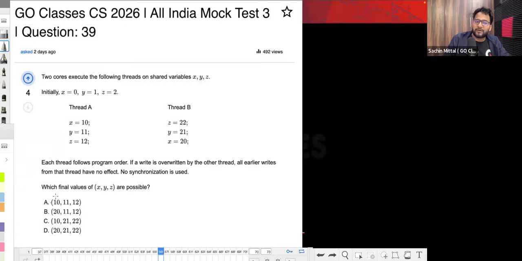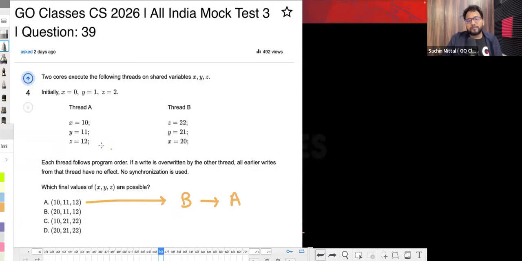So see, if the final value of 10 has to be there, then it means that this should be executed after this, right? So basically, x equal to 20 should be executed first and then this should be executed. So to achieve A, you can execute B completely and then A, right? All of this B is getting vanished because all of the values of A are here, which means 10, 11, 12.